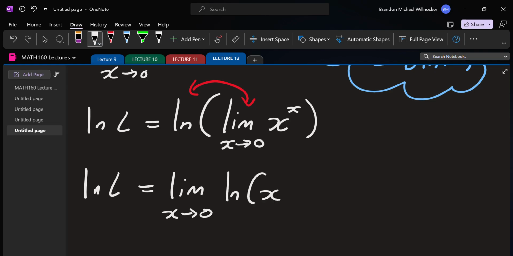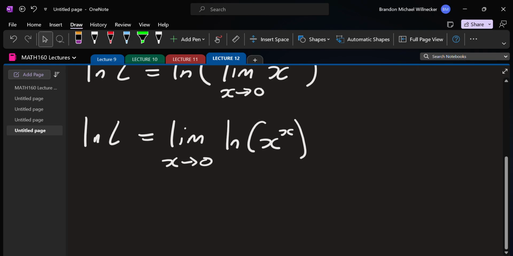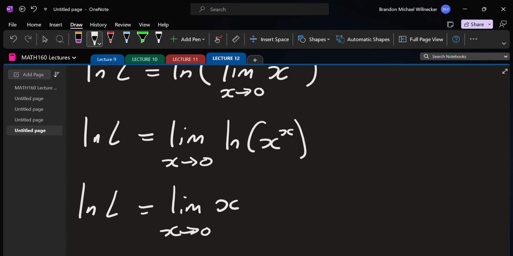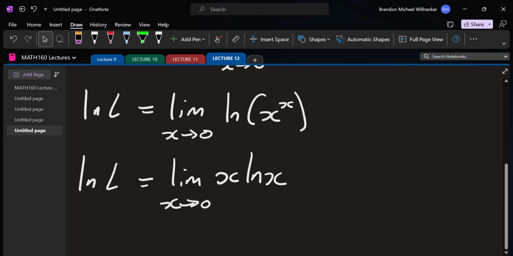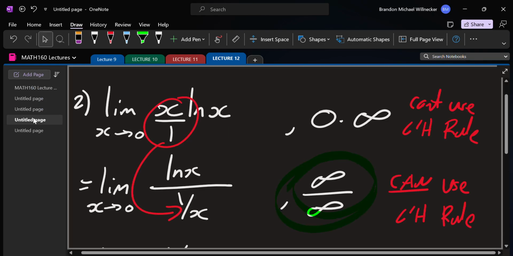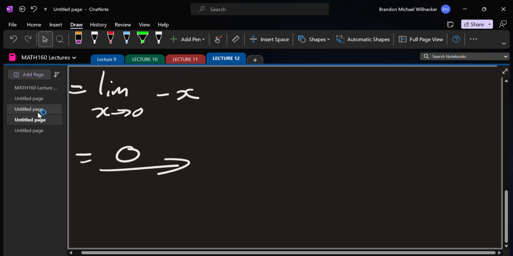Okay, so this becomes the natural log of L is equal to the limit as x goes to 0 of the natural log of x to the x. Now that the natural log is inside the limit, we can apply it to x to the x. So the x will come down. So this is going to be the natural log of L equals the limit as x goes to 0, and this is just going to be x ln x, which we saw in number 2. So we know how to do that one.